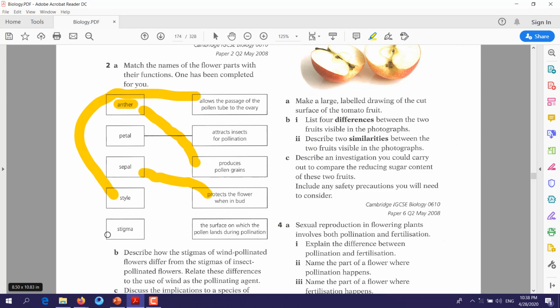Stigma. The function of the stigma is the surface on which the pollen lands during pollination.